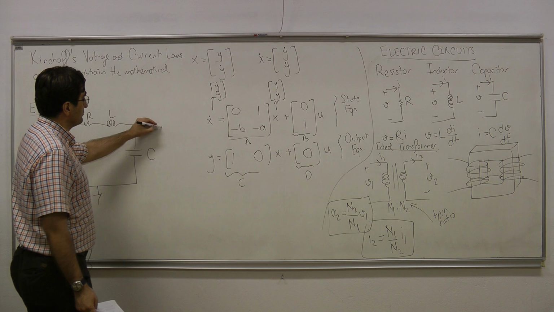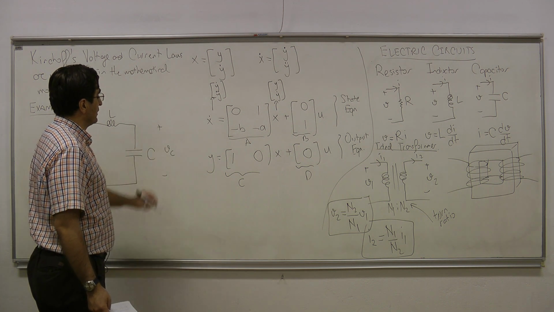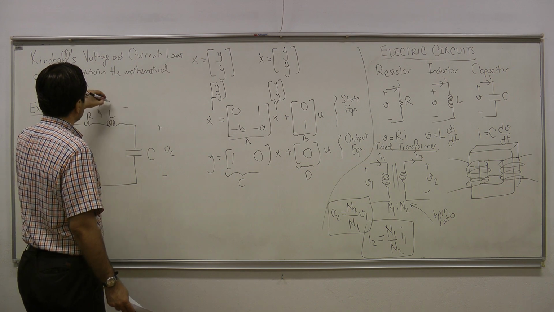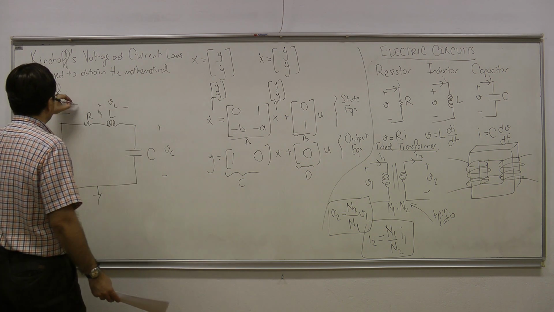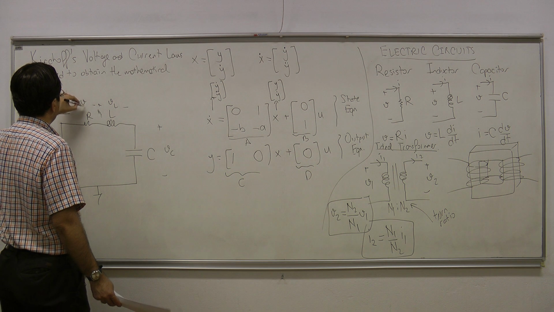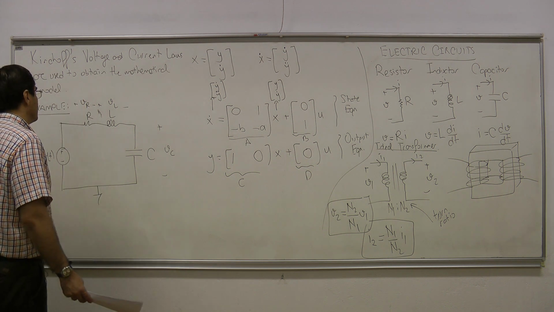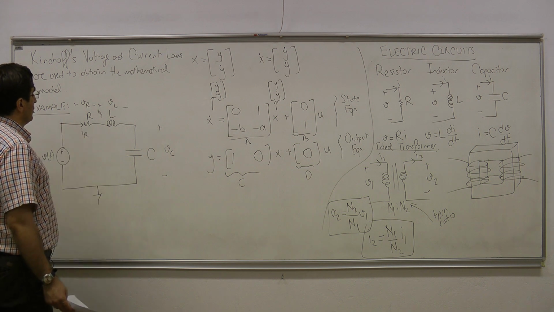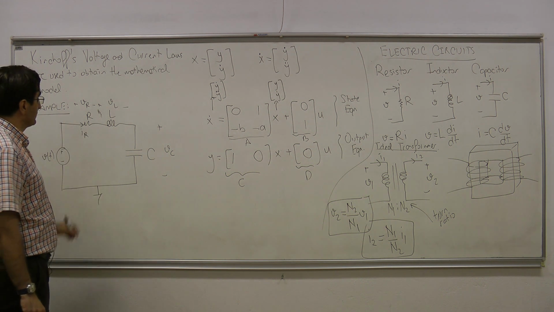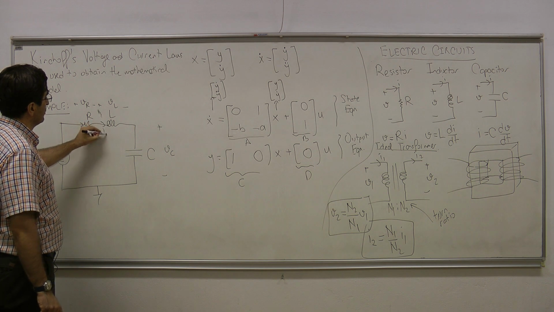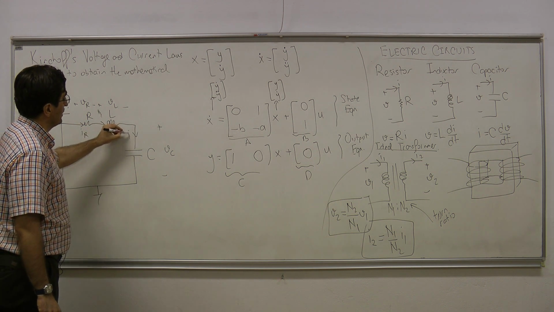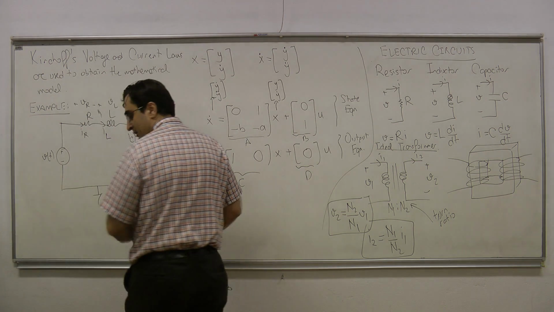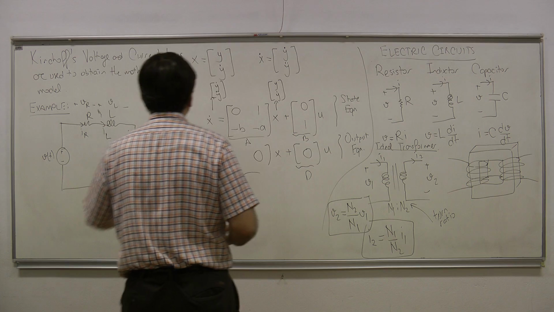I will define some voltages. This is the voltage on the capacitor, VC. This is going to be the voltage on the inductor, VL. And this is going to be the voltage falling on the resistor. And I will define some currents. This is going to be the current on the resistor. This is going to be the current on the inductor. And I will have the current on the capacitor. All right? So we have just these variables.